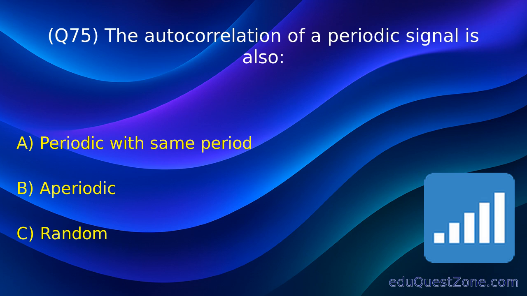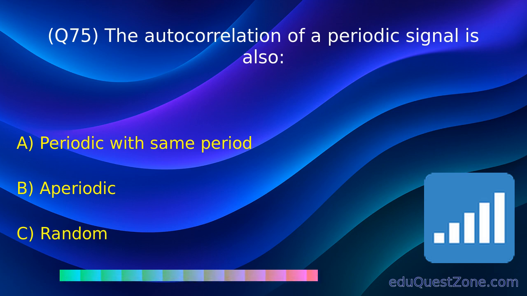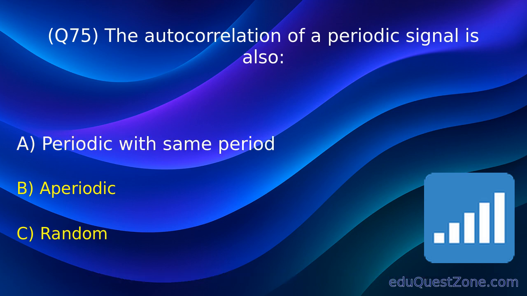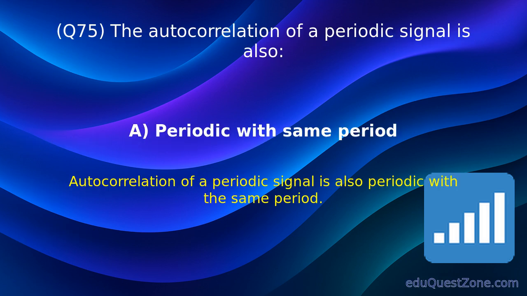Question 75. The autocorrelation of a periodic signal is also. Option A, periodic with same period. Autocorrelation of a periodic signal is also periodic with the same period.